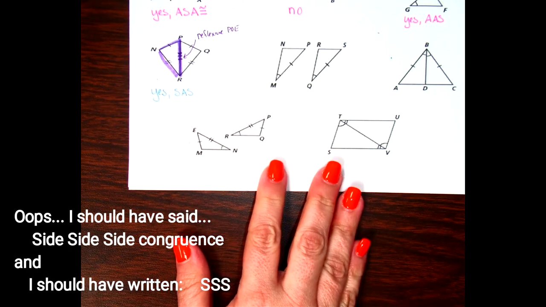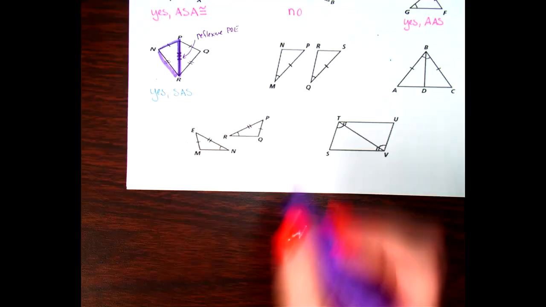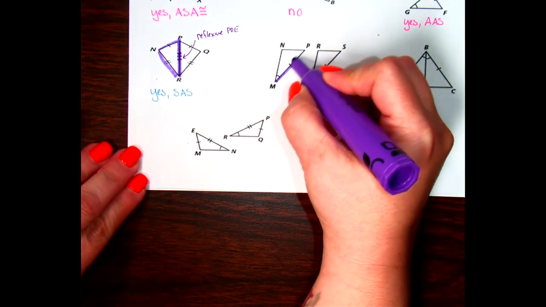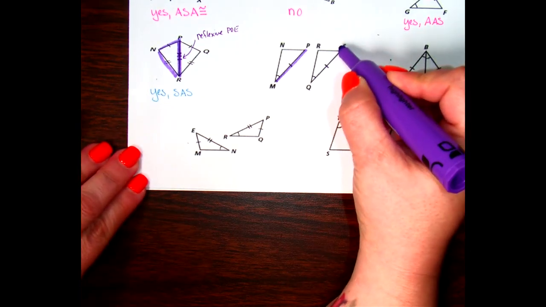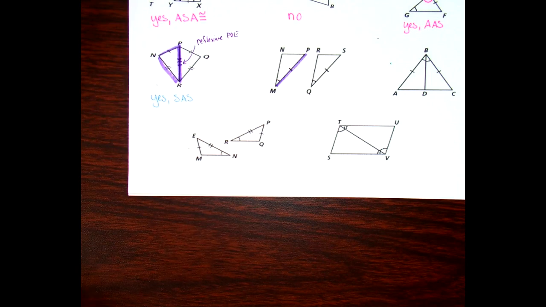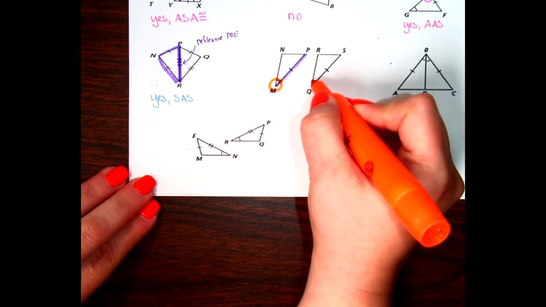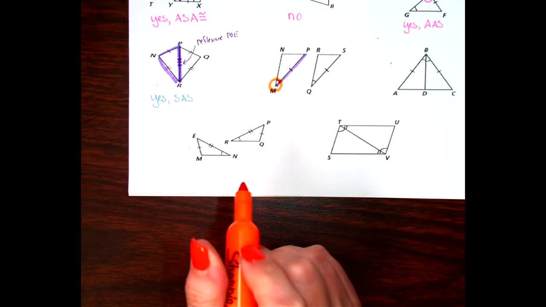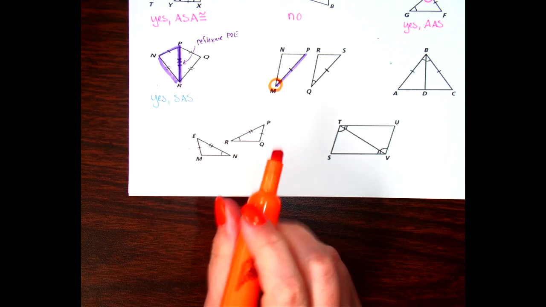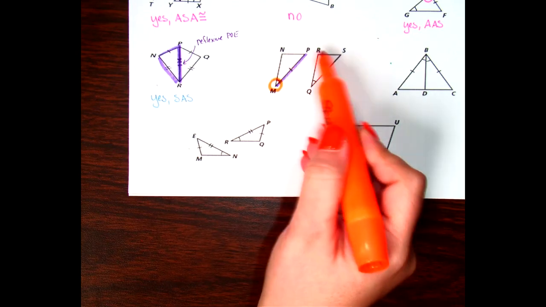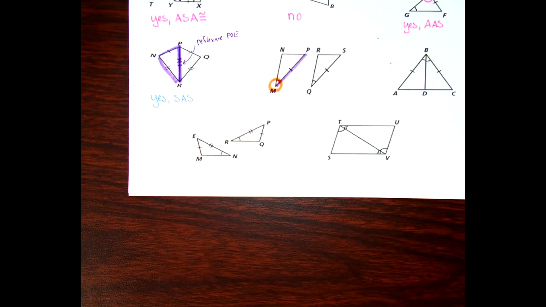Okay? All right, when I look at the next one, I can see I have MP matches QS. I don't have any other tick marks, and I don't have any reflexive sides. Angle M matches angle Q. And then I don't have any vertical angles. Those kind of look like they're almost right angles. They almost also kind of look like they're obtuse angles. So I can't just make an assumption about them.